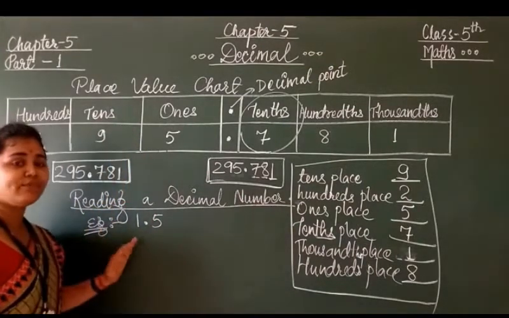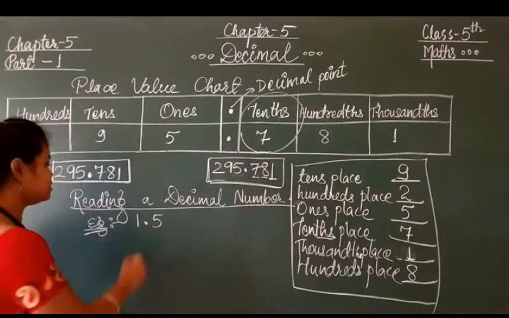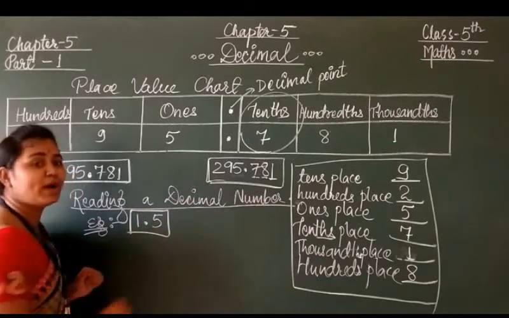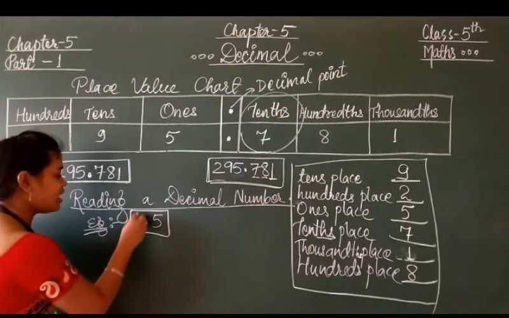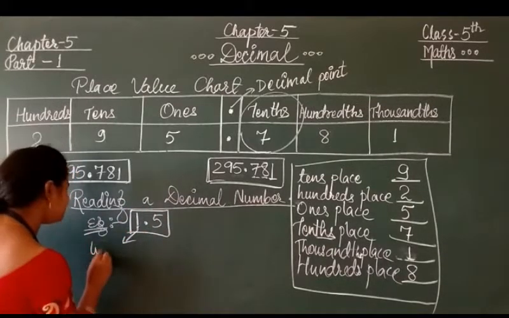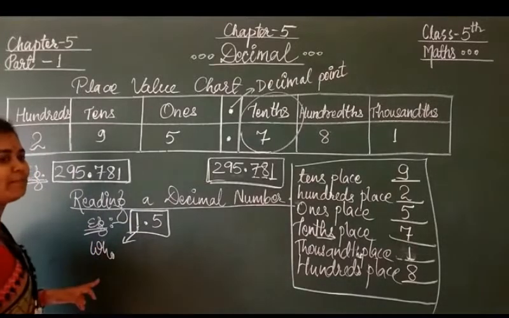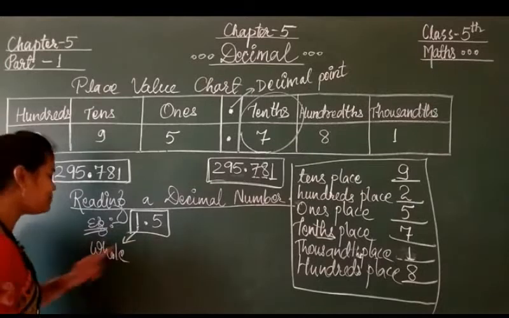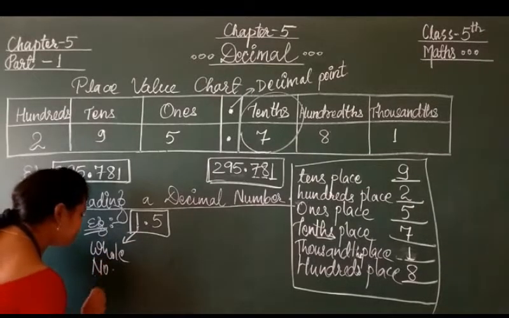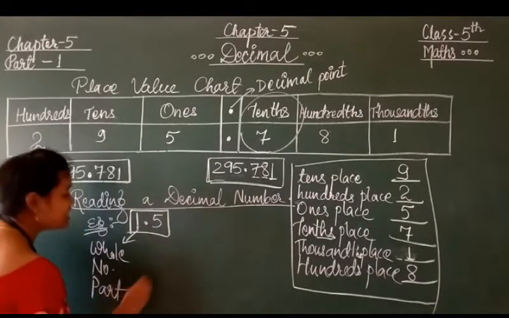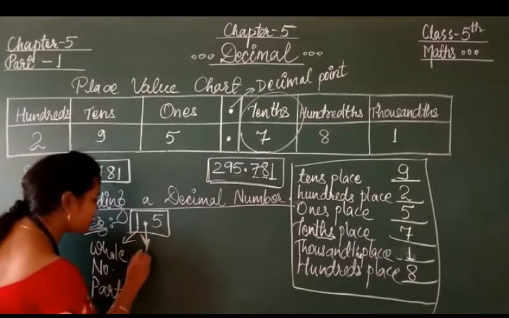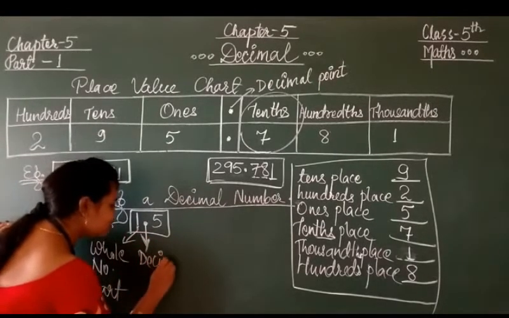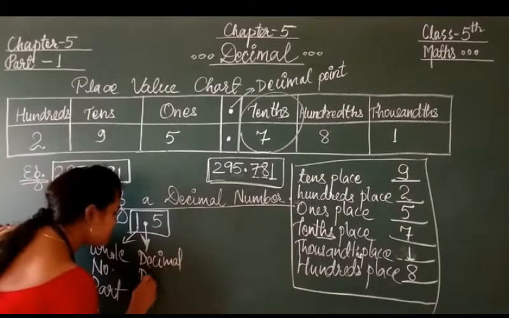Then now we have to understand how to read the numbers. So see here, it is 1.5. So this 1 is a whole number part. So 1 is a whole number part. You will write like this. This is a decimal. This is called the decimal point. Okay, this is called decimal point.